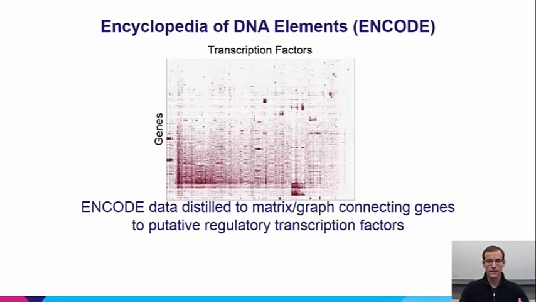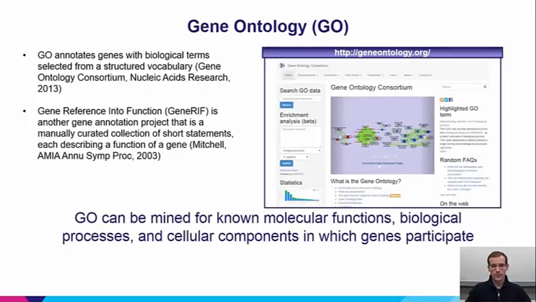And so now we've got this network visualized as this heat map, which tells us a lot of information about how genes are regulated by these transcription factors. The next resource I'll talk about is called GO, or the Gene Ontology. And this is a project that seeks to annotate genes using a structured vocabulary of terms for molecular functions, biological processes, or cellular components in which these genes participate.